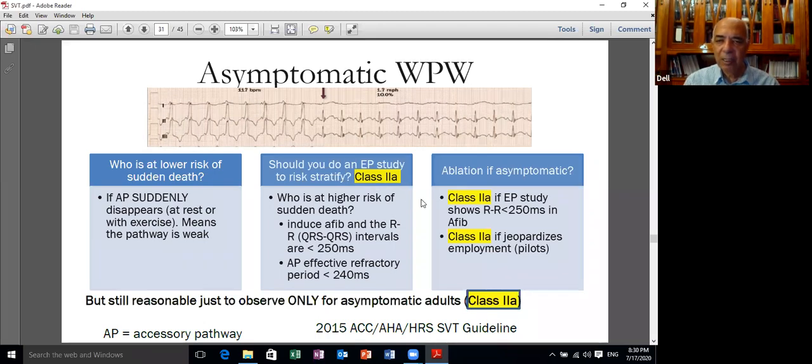If the patient is asymptomatic but is in a risky job, is a pilot, is working in the military, is driving a public carrying vehicle, then under these circumstances, based on the risky situation of this job, you can ablate the accessory pathway. So usually we leave them alone unless there is evidence of a rapidly conducting accessory pathway or a dangerous job. Under this circumstance, ablate.